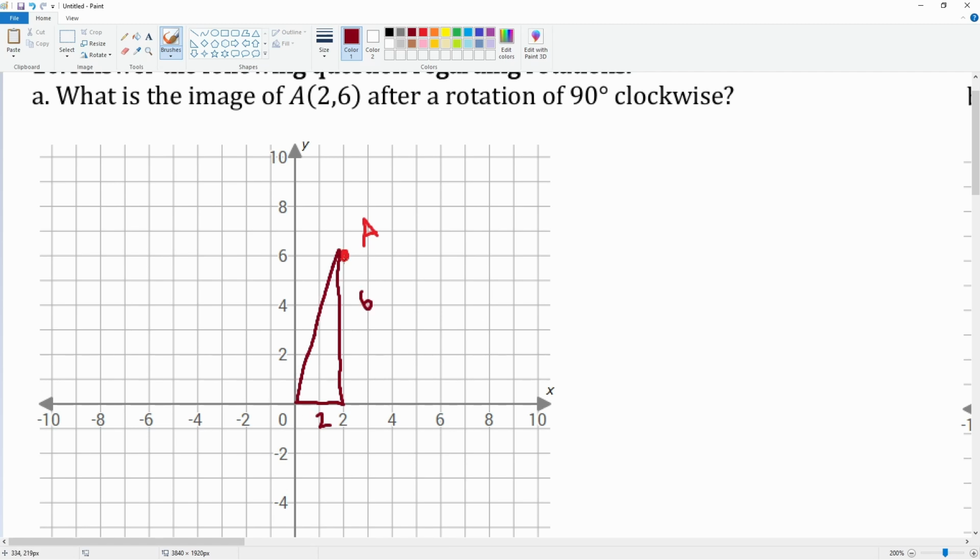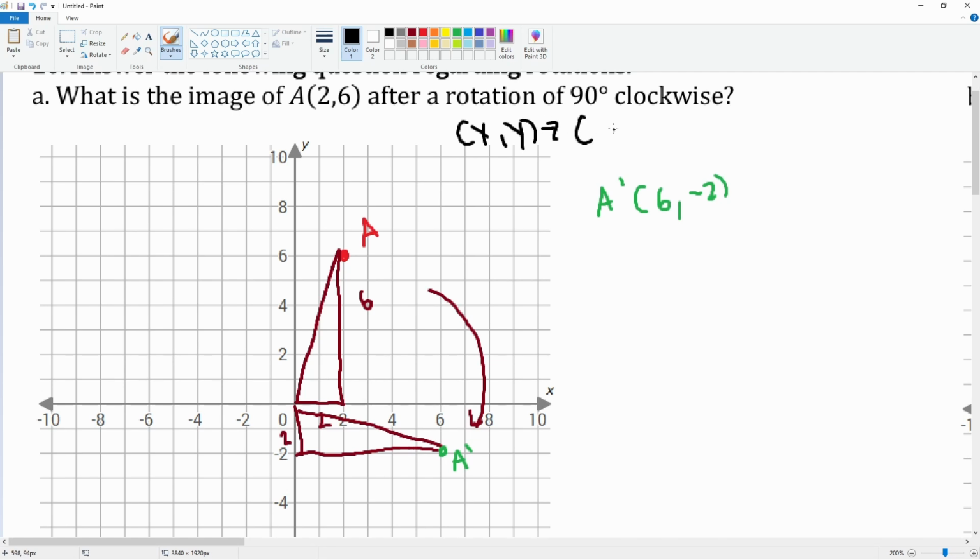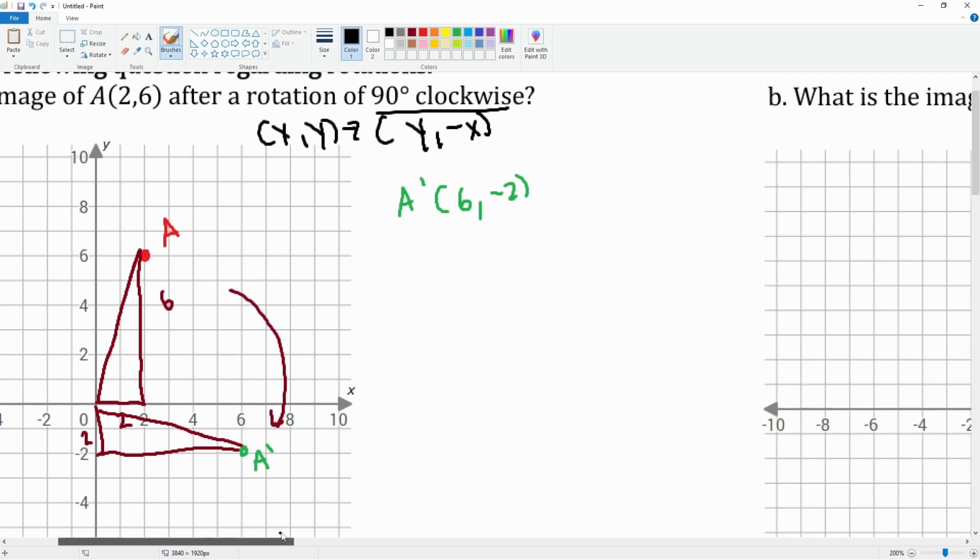Just imagine this triangle. You're going to rotate that triangle 90 degrees clockwise. So it's going to rotate this way. So it's going to look like this. 2 here, then it's going to be 1, 2, 3, 4, 5, 6. So it's going to look like that. So this would be the new point of A prime. So A prime would be 6 comma negative 2. Notice it does follow the rule x comma y arrow y comma negative x for 90 degrees clockwise rotation. Okay, I just wanted to show the proof for that visually.